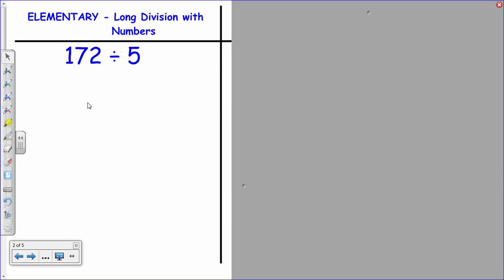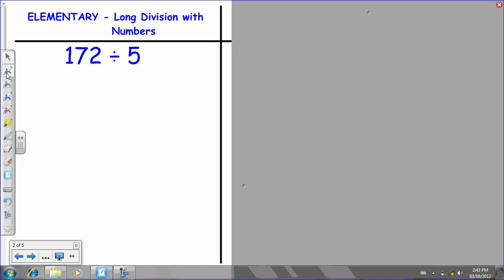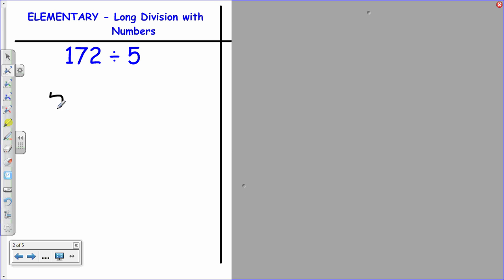Okay, let's think back when you did long division just with numbers in elementary school. How did you approach that? 172 divided by 5. So we would have 5 divided into 172. Now 5 divides into 17 3 times. So 5 times 3 is 15. And then we would subtract.